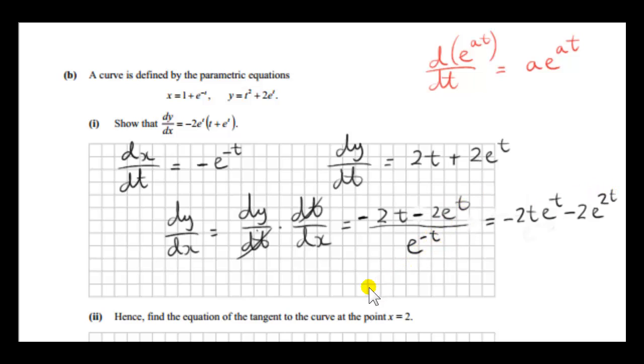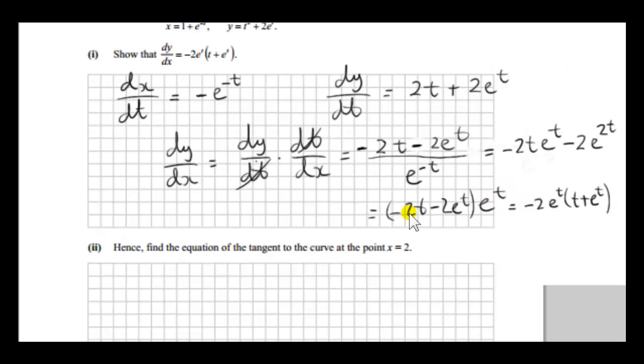Alright, so just as a reminder, we can write this like this. 1 over e to the minus t is e to the plus t. We could go a bit further and just factorize minus 2 out of this expression here.